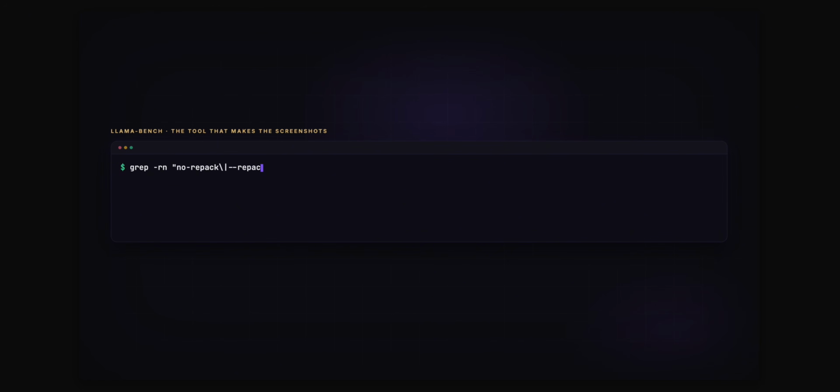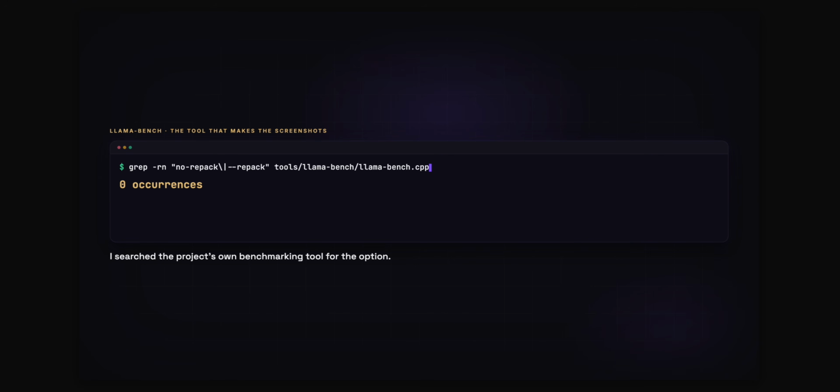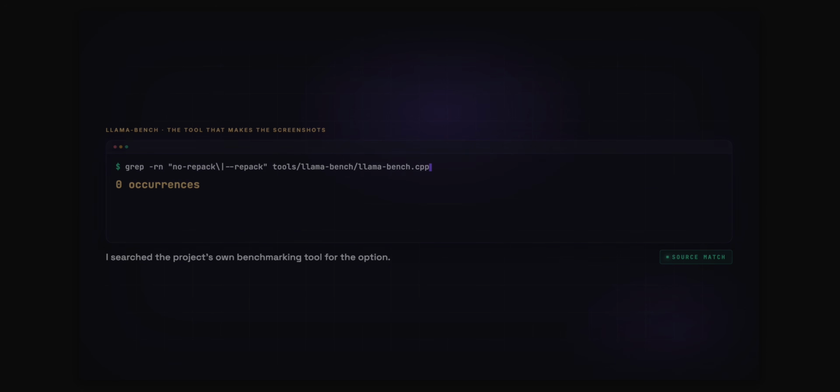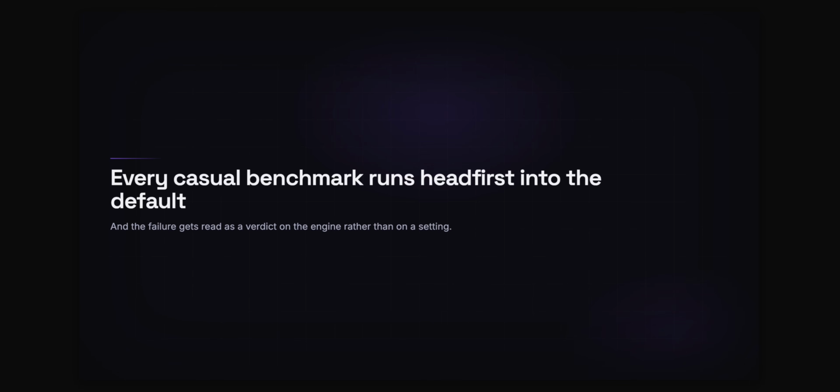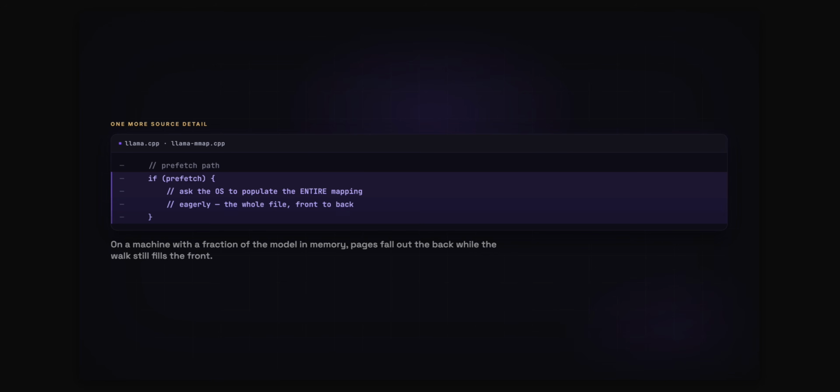I went looking for where that flag is surfaced. You find it by reading the argument parser source. And then I checked the project's own benchmarking tool, llama-bench, the thing the community uses to produce all those comparison screenshots, and I searched its source for the no-repack option. Zero occurrences. The benchmark tool cannot turn repacking off at all, which means every casual benchmark of an oversized model runs headfirst into the default, and the failure gets read as a verdict on the engine rather than on a setting. One more source detail because it completes the picture.